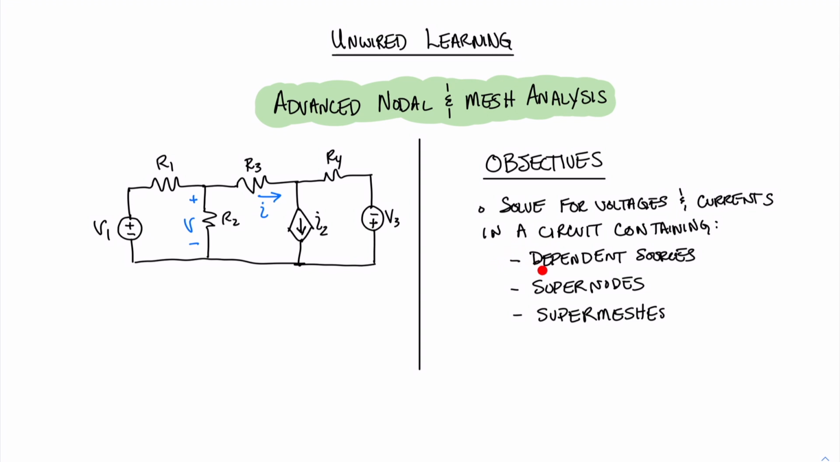But by advanced, we mean that we might have dependent sources in that circuit, or we might have something that we call a supernode, or something that we call a supermesh. Over here is an example of a circuit that contains a dependent source, and that dependent source also happens to be between a couple of meshes, so this kind of circuit would fall under the category of advanced analysis.